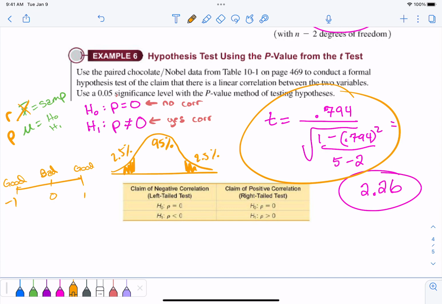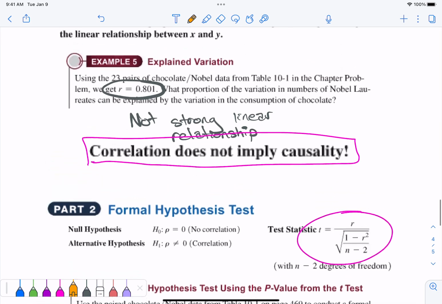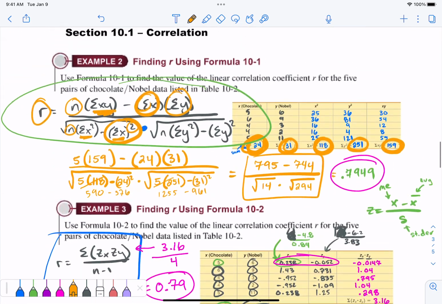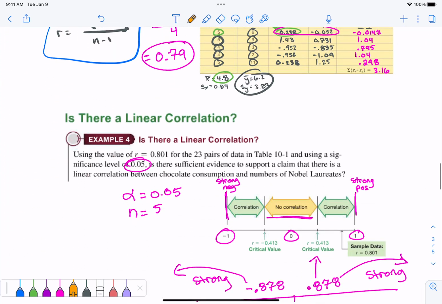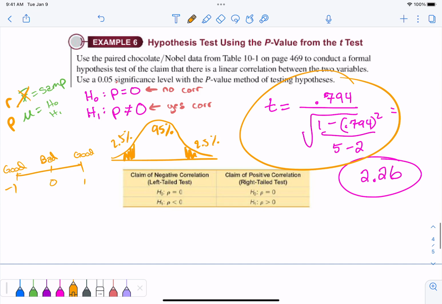The only thing you have to look up from the chart, that little skinny chart, is what N is and which significance level you're at, 0.05 versus 0.01. We are at 0.05. What is our N? We've been using the same data the whole time, and I think there's 5, chocolate and Nobel Prize stuff. So if we look at that, we get 0.878 and -0.878.